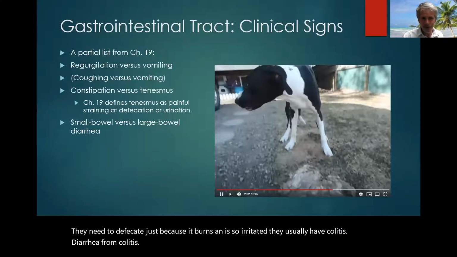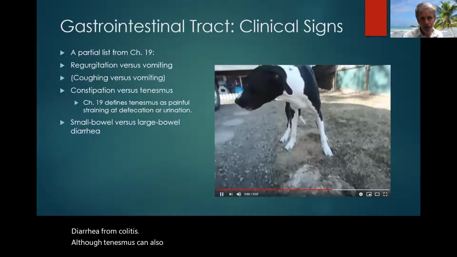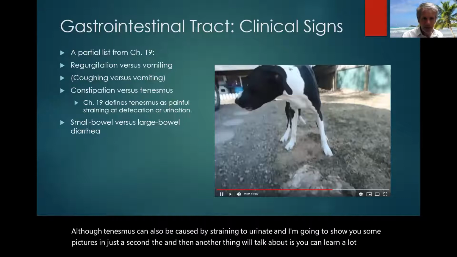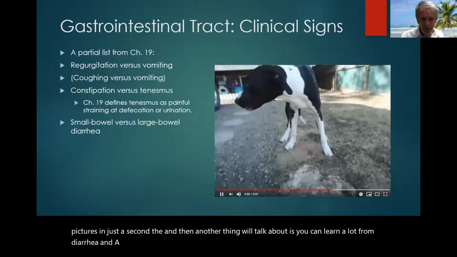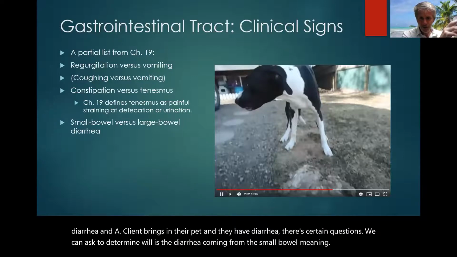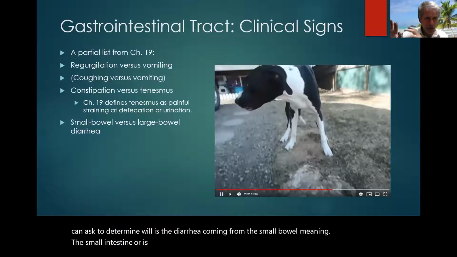Although tenesmus can also be caused by straining to urinate. And I'm going to show you some pictures in just a second. And then another thing we'll talk about is you can learn a lot from diarrhea. If a client brings in their pet and they have diarrhea, there's certain questions we can ask to determine, well, is the diarrhea coming from the small bowel, meaning the small intestine, or is it coming from the large bowel, meaning the colon? And we'll talk about that too.